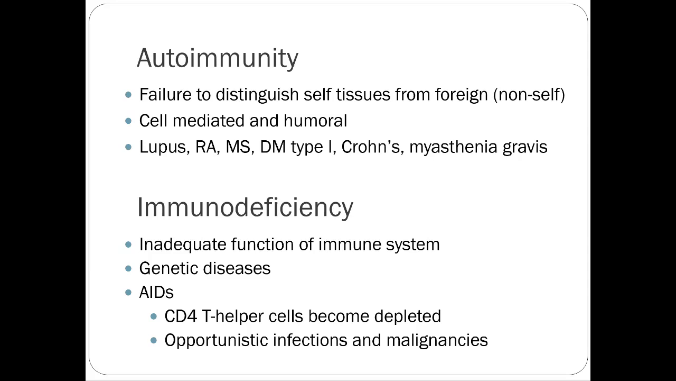Autoimmunity is the failure to distinguish self tissues from foreign. So things like, again, stuff we're going to talk about later in the semester for the most part: rheumatoid arthritis, type 1 diabetes, Crohn's disease.